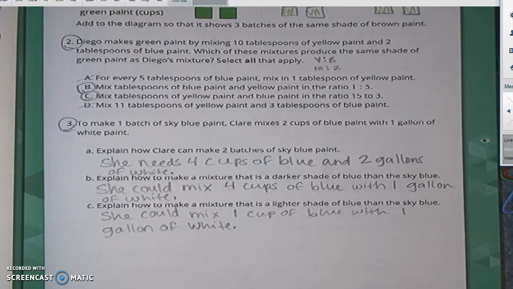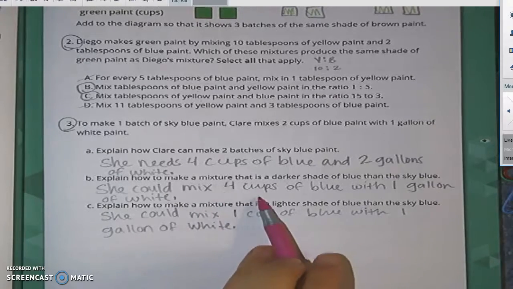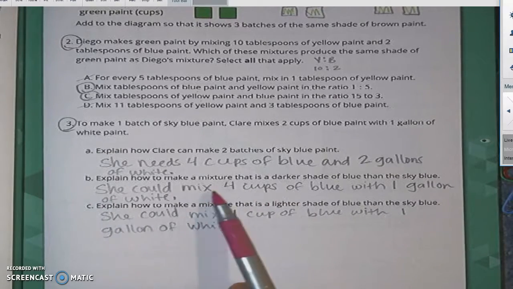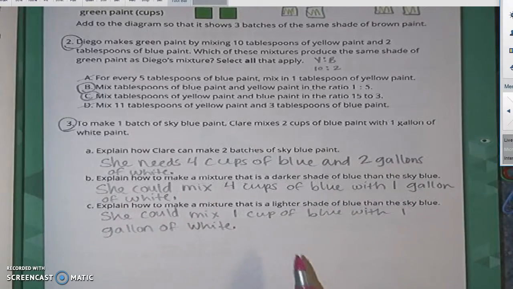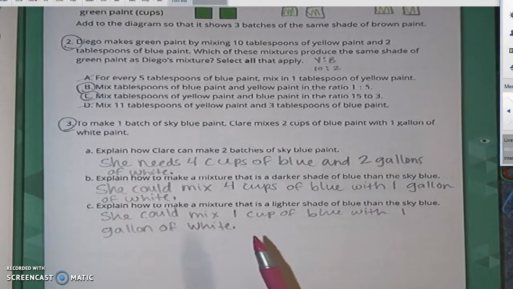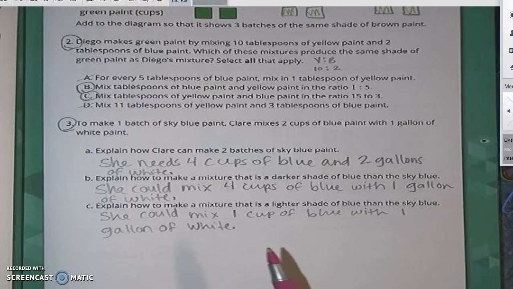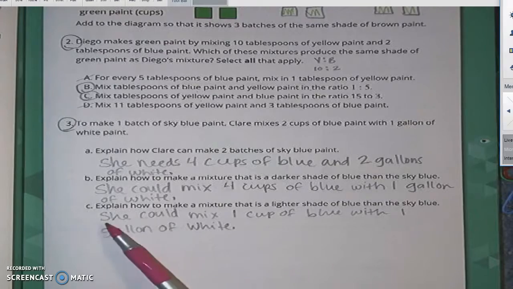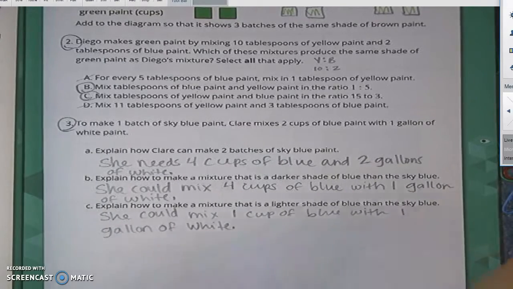And then explain how to make a mixture that is a darker shade of blue than sky blue. So if I want it to be darker, then that means I need more blue than this recipe. So she can mix 4 cups of blue with just 1 gallon of white. And then explain how to make a mixture that is a lighter shade of blue than the sky blue. So here she would need less blue. So she could mix 1 cup of blue with 1 gallon of white.